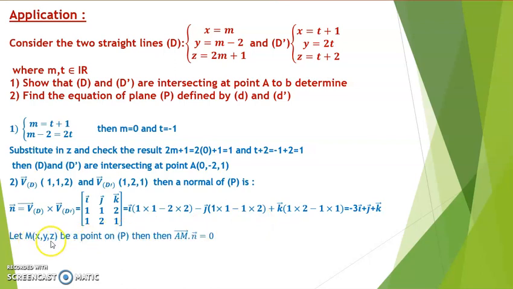Now let M, x, y, z be a point on P. So AM dot n equal to 0, since n is the normal and A and M are two points on the plane, so n is perpendicular to AM. Therefore AM dot n equal to 0. By solving this equation, we get the equation of the plane P.